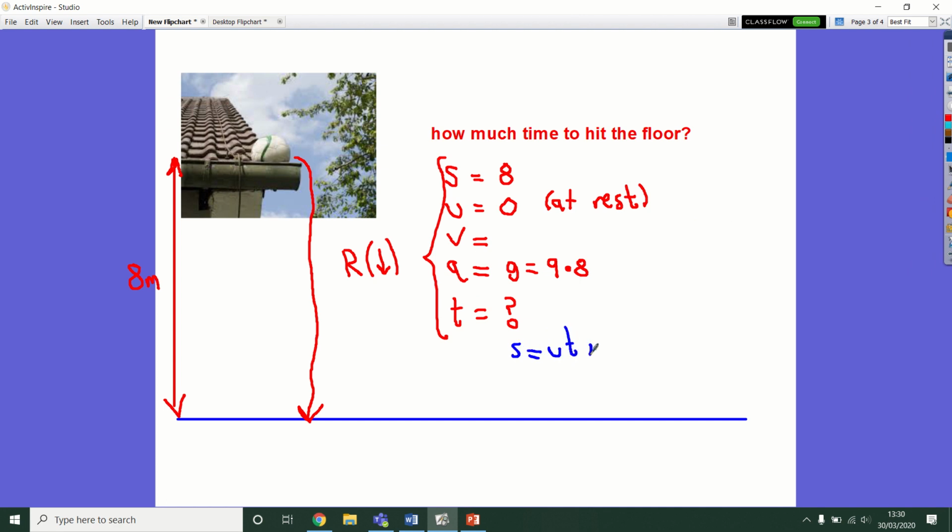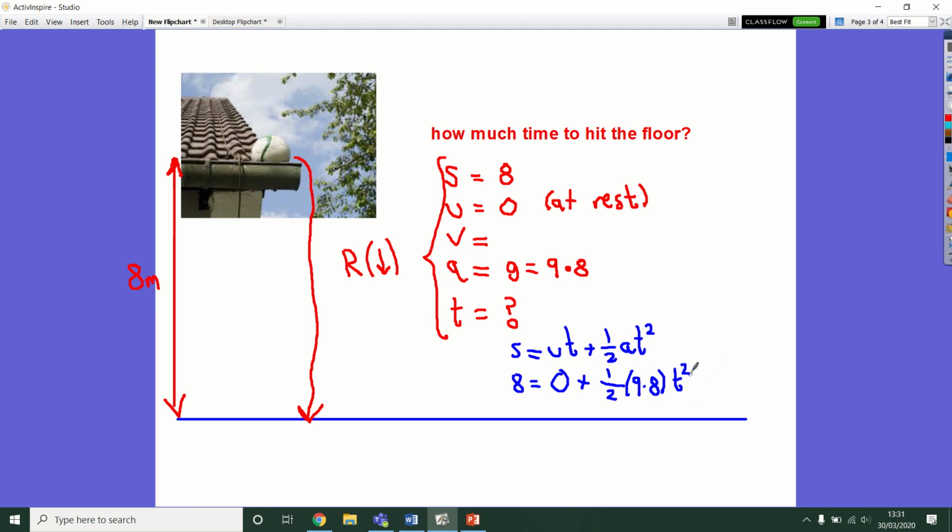S equals U T plus a half A T squared, this is the one that uses those 4. Okay, so that's what all of these numbers are going to go into. Let's put the numbers in. Double check that you've got everything without any missing minus signs in. Okay, everything's pointing downwards, so no minus signs. S is 8. U is 0, so this term over here is going to be 0. Okay, then A is 9.8. I'm going to put that where the A goes. And then we've got T squared, which is our unknown.